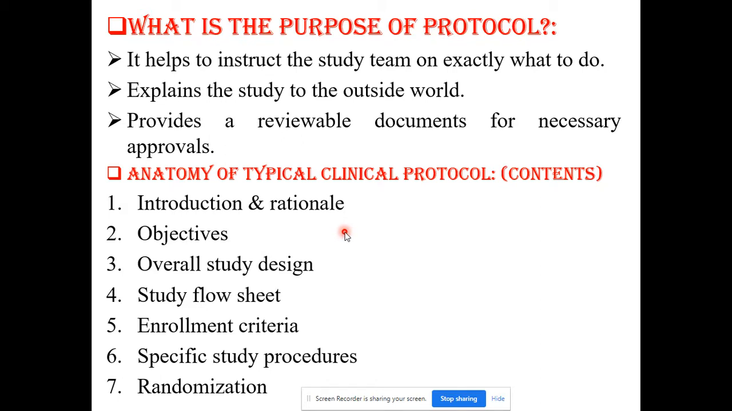These 12 contents that I have listed here are said to be the anatomical or the structural representation of your clinical protocol document.